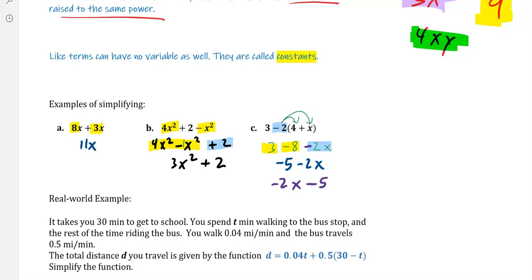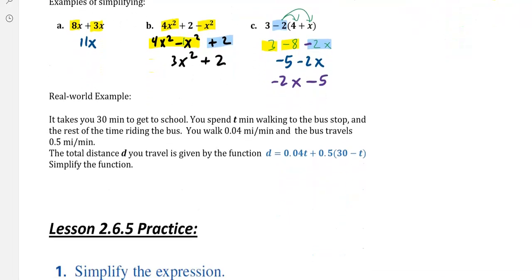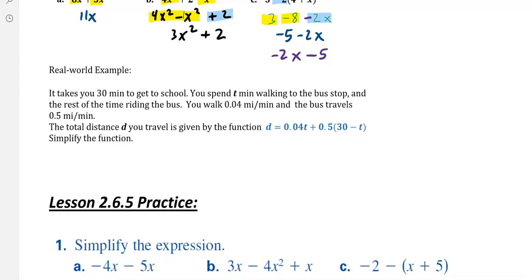So, let's continue on with a real world example. It takes you 30 minutes to get to school. You spend t minutes walking to the bus stop. We don't know what t is, so we're just using the variable. And the rest of the time riding the bus. You walk 0.04 miles per minute, and the bus travels 0.5 miles per minute.